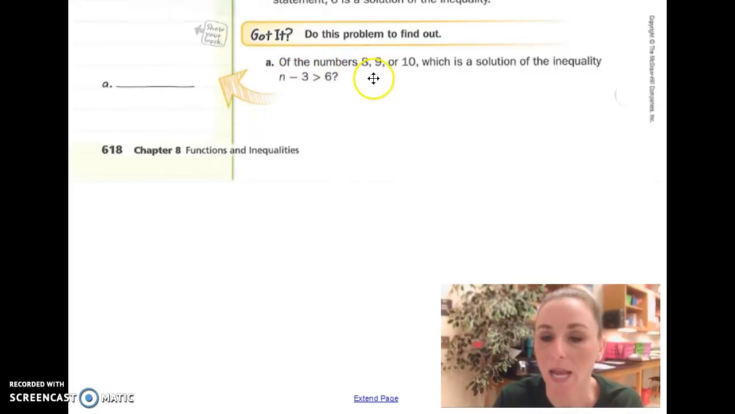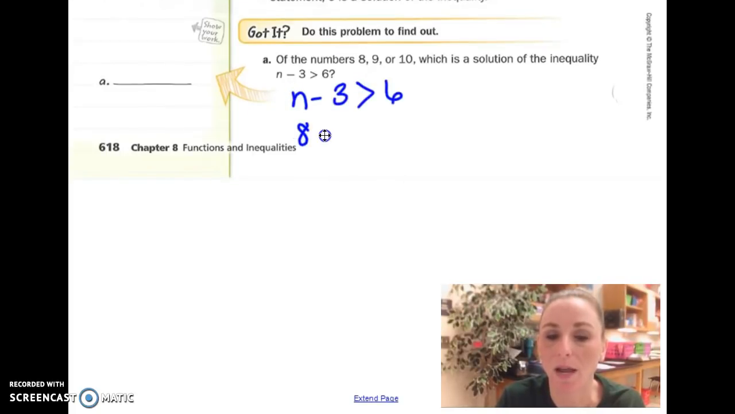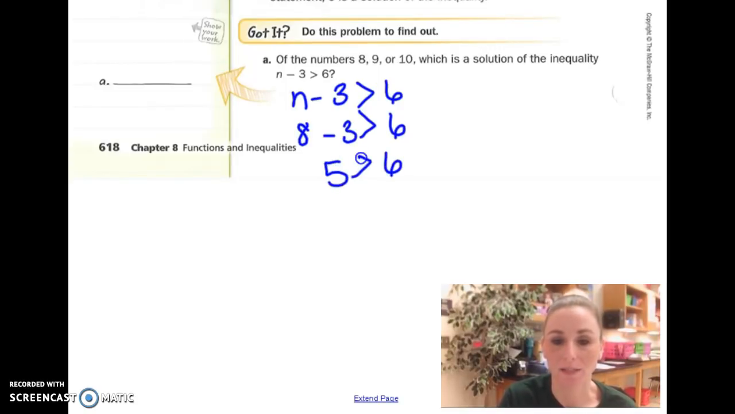It says, of the numbers 8, 9, and 10, which is a solution of the inequality that makes this statement true? So our statement is n minus 3 is greater than 6. We are going to replace our n with 8. So 8 minus 3 is 5. Is 5 greater than 6? No, this statement is not true. So 8 does not make the statement true. Let's try the next one.